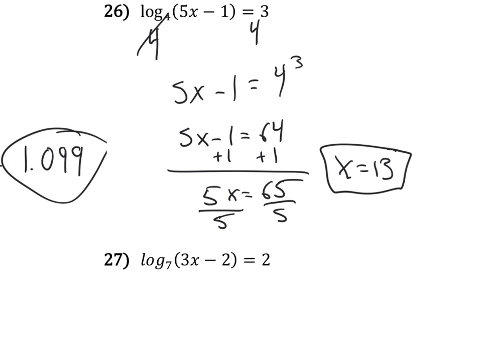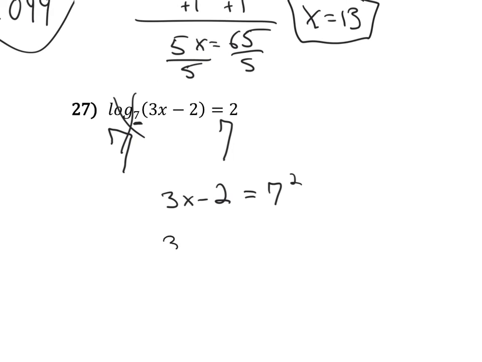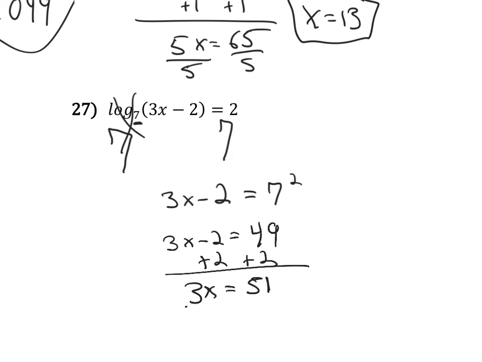Very similar, if we look at number 27, you can see that we have a log base 7 here. To get rid of the log 7, we're going to do a big 7, a big 7. That will cross out our log 7. We'll get 3x minus 2 equals 7 to the second power, which is the same as saying 3x minus 2 equals 49. Add 2 to both sides. We get 3x equals 51. Divide by 3. This one we get x equals 17.